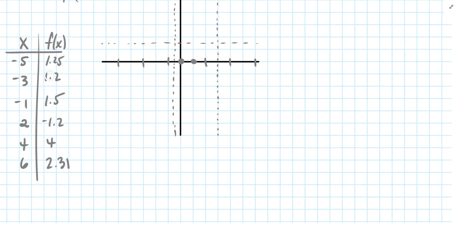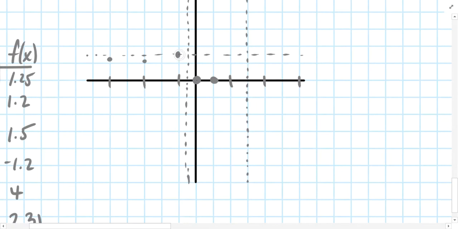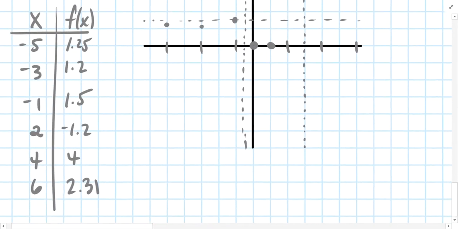So maybe we'll make a more obvious statement as we look a little more closely. At -5, we had a y value of 1.25. That's here, let's say. Then we have 1.2, so that's just a little lower. At -3, we had a y value of 1.2, and then at -1, we had a y value of 1.5. Well, that's the same as the horizontal asymptote here. So that's kind of interesting.